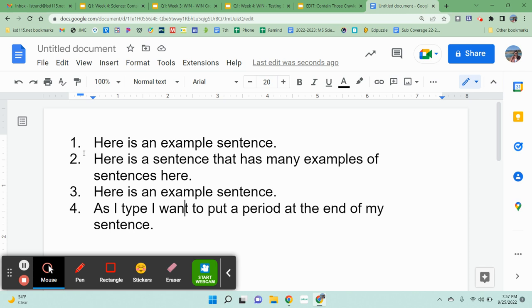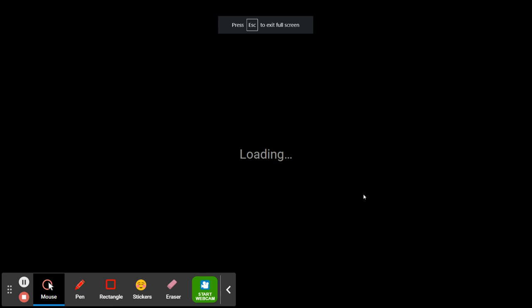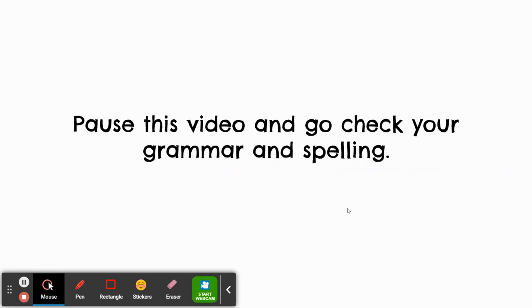And when you turn something in, you want no blue or no red underlined words. Okay? I wish I could put that in bold on this screen, but no blue or no red underlined words. All right. So that is how we do the grammar and spelling. Please go through this. Please pause this video now and go check your grammar and spelling. Make sure there's no blue underlined words. That means that the grammar is off, or no red underlined words. That means that the spelling is off.